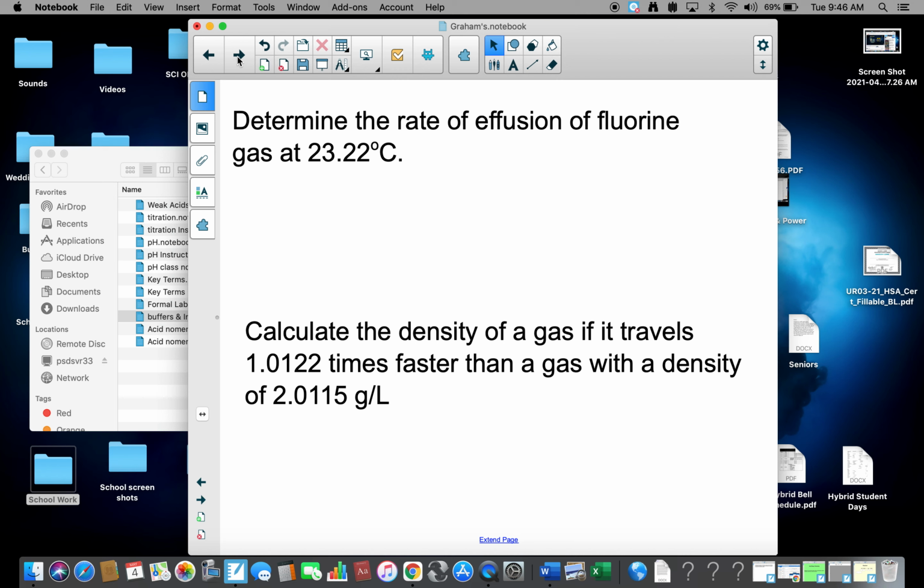Determine the rate of effusion of fluorine gas at 23.22 degrees Celsius. Calculate the density of a gas if it travels at 1.0122 times faster than the gas with a density of 2.0115 grams per liter.